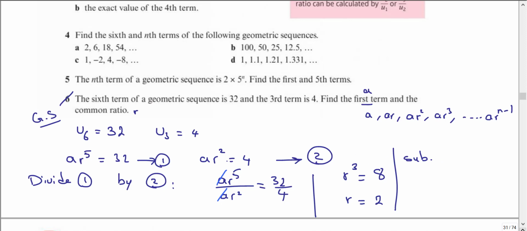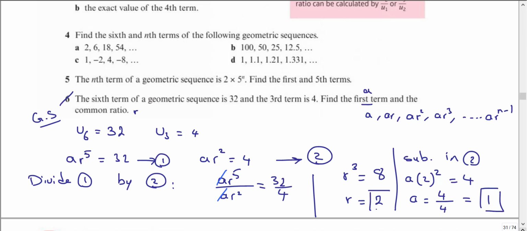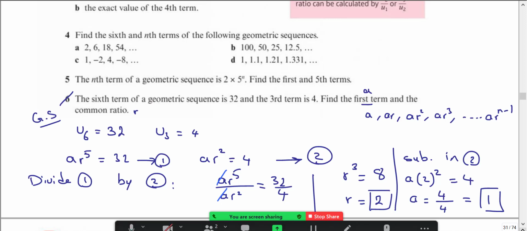I always like to use the easier one because this is power 5, this is power 2, so this is easier. Substituting in 2. So it's A times 2 power 2 equals 4. Very simple. 2 power 2 is 4. Move it down with the division. So A will be 4 divided by 2 power 2, which is 4 also. So 4 divided by 4, A is 1. That's it. Easy?